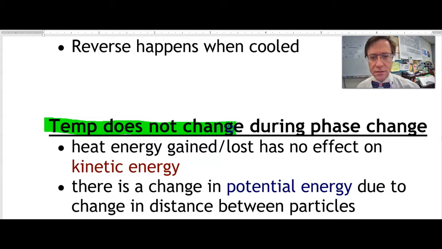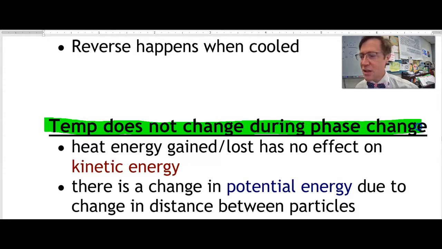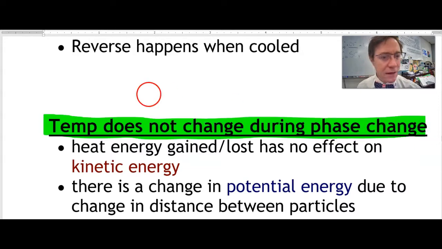Temperature does not change during phase change. Did you know that? Nope, nope, nope. Temperature does not change during phase change. It is a trippy thing, but dude, think of it this way, man.